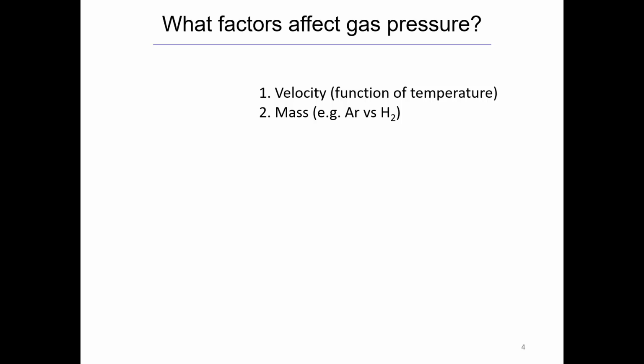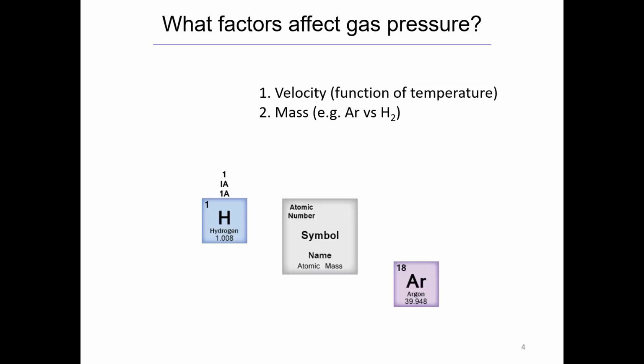Now we're going to look at what factors affect gas pressure. We have two of them here. We're going to give a third one in a minute. But first we have velocity, which is a function of temperature. We already talked about that. And then we need to incorporate in mass. So it would be the mass of those molecules. As an example, argon versus hydrogen. So argon, you can see, much more mass than hydrogen.